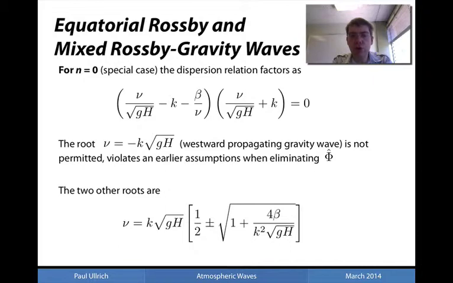There are then three roots associated with this system. We have a root arising from the right-hand side of the expansion, which is equal to minus k square root of gh. But recall from earlier that in order to eliminate phi hat from the equations of motion, we had to divide through by nu squared minus k squared gh. So this solution actually leads to a zero denominator for that component of the equations, and hence is not physically permissible. So only two roots then exist for the case n equals 0, and these are given below.